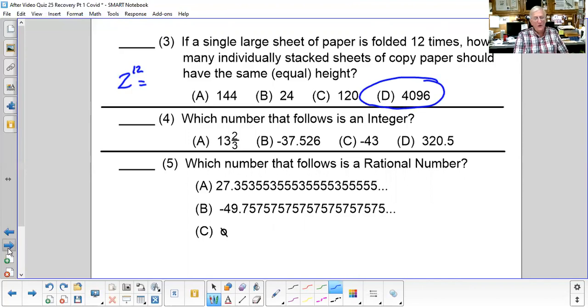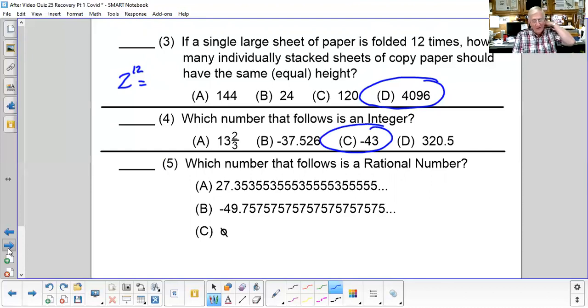Which number that follows in number 4 is an integer? Can't be A, it's got a fraction in it. Can't be B, because it's got a decimal in it. Integers are either positive or whole numbers which have negative signs in front of them. It's got to be C, right? And it can't be D because D contains a decimal. Okay, so the answer is choice C.